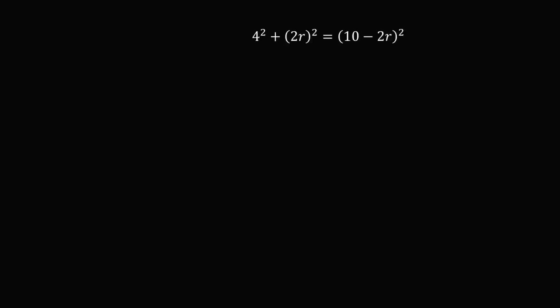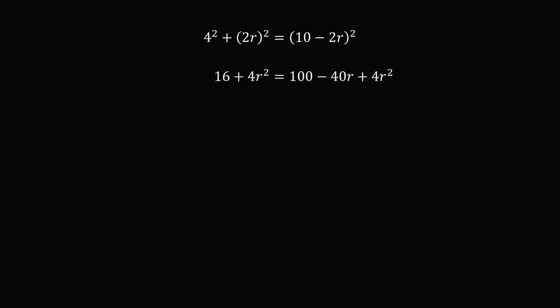So let's go ahead and simplify this equation. The square of 2r is equal to 4r squared. We can then expand the binomial. So 16 plus 4r squared is equal to 100 minus 40r plus 4r squared. The 4r squared will cancel out, so we are left with the equation that 40r is equal to 84, and this means r is equal to 21 over 10, which equals 2.1 centimeters. And that's the answer. What a wonderful problem.